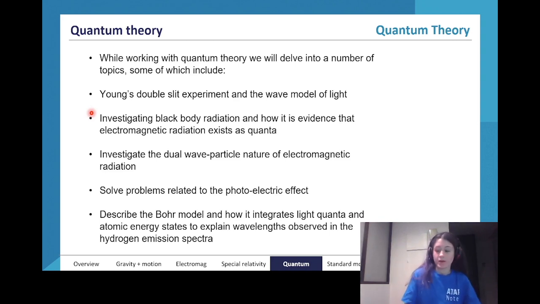We're then going to investigate the dual wave particle nature of electromagnetic radiation. We're then going to solve problems involving the photoelectric effect, and then describe the Bohr and Rutherford model of the atom, and how it integrates light quanta and atomic energy states to explain wavelengths observed in the hydrogen emission spectra.